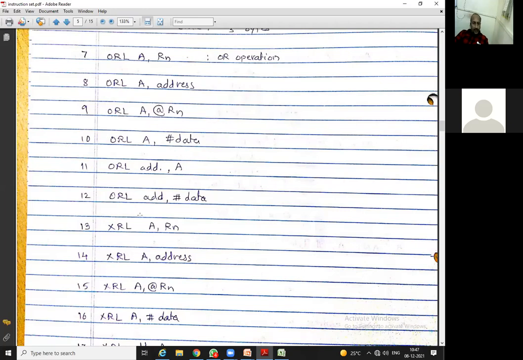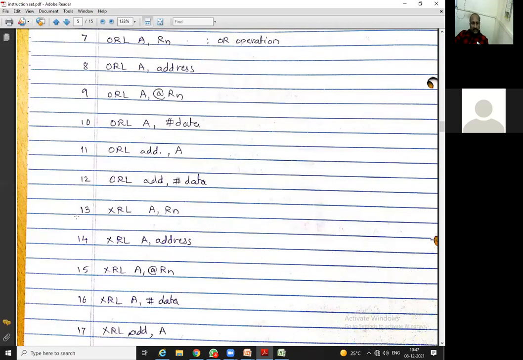After the ORing, if you see the next instruction, that is XRL. It just defines that it is a XOR operation.